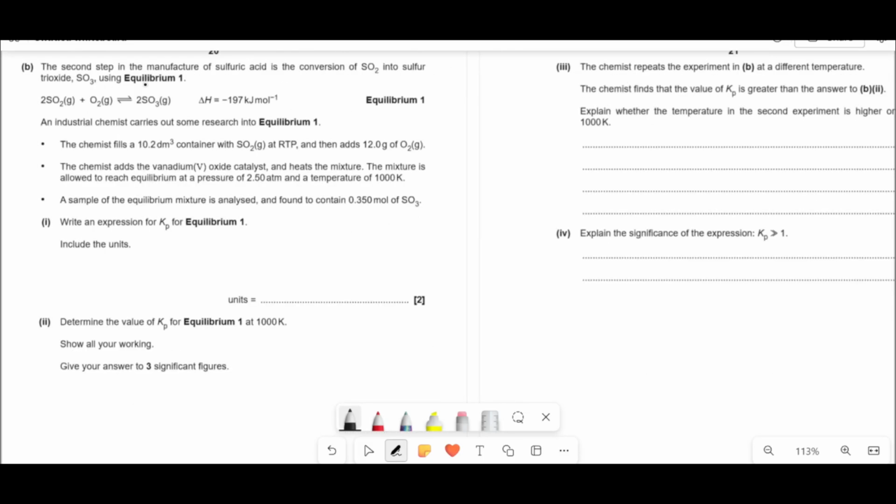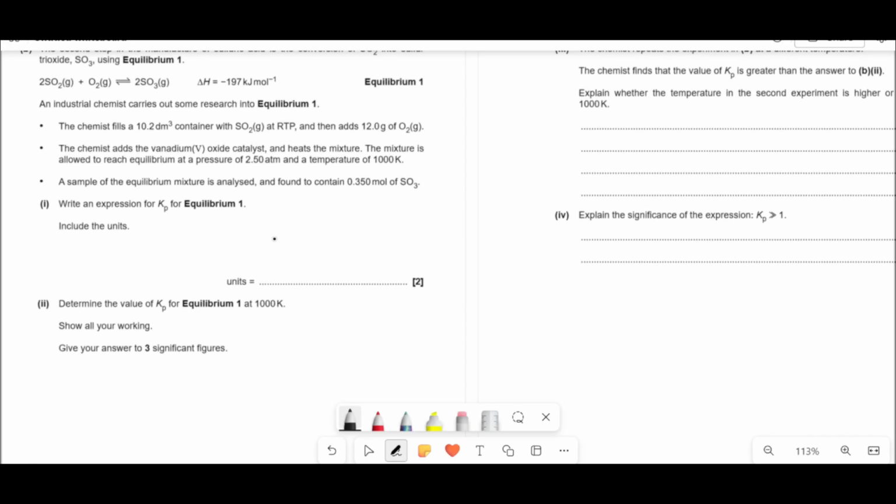Now the second step in the manufacture of sulfuric acid is the conversion of SO2 into sulfur trioxide using this equilibrium, and an industrial chemist carried out some research into this. They fill this many deciliter container with this at room temperature and 12 grams of O2, and then they add vanadium oxide, heat the mixture, and the mixture is allowed to reach equilibrium at a pressure of that and a temperature of that, and the sample of equilibrium mixture is analyzed and found to have this much. First step says write an expression for Kp for this equilibrium, and then include the units. So we're going to write the partial pressure of SO3 squared, all divided by the partial pressure of SO2 squared, times the partial pressure of O2.